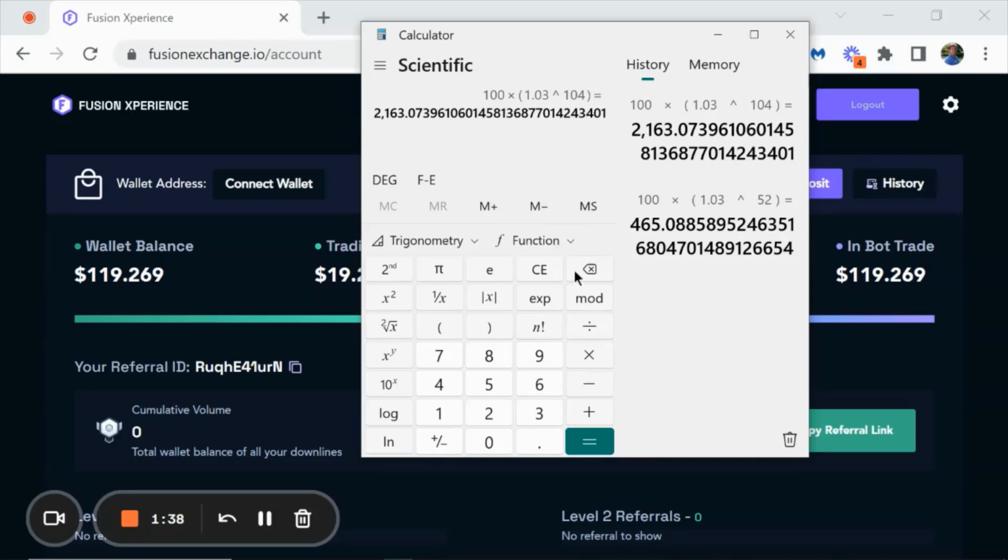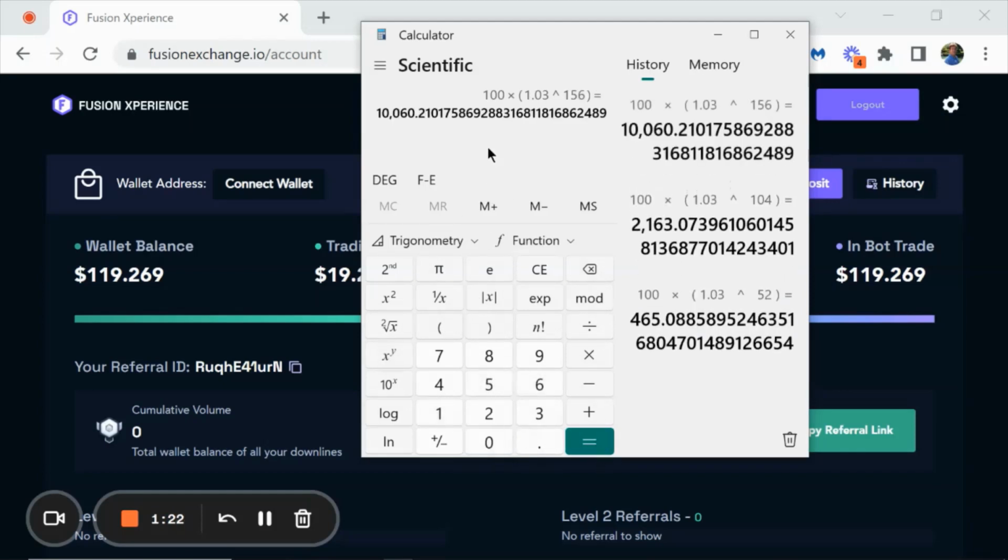So let's do this a little bit further out. In fact, we can go as far out as possible here. Just a 3% interest, and we go out 3 years. We're looking at 156 weeks. Now you're looking at $10,060. Subtract the $100 again, and then you're going to end up with your return. But what this is showing is that a 3% interest compounded weekly is going to take your $100 and turn it into $10,000 in just 3 years.